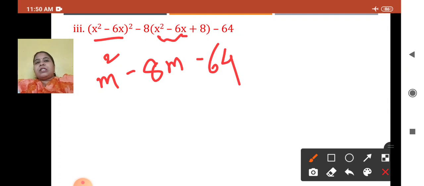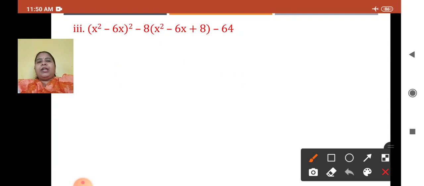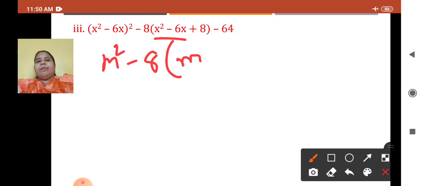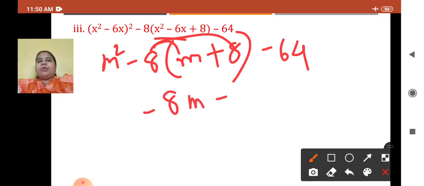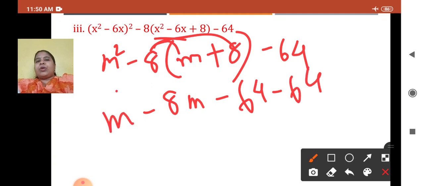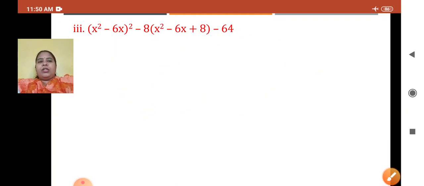Okay. See, this is in the bracket. So when you are writing it, you better write it like this. This will be m square minus 8, in the bracket, this part is written as m. There is an additional part, that is plus 8 and then minus 64. This way you have to write. And then open the bracket and multiply. Okay. So this will be minus 8m and this will be minus 64 and obviously m square here. I hope you are understanding it.